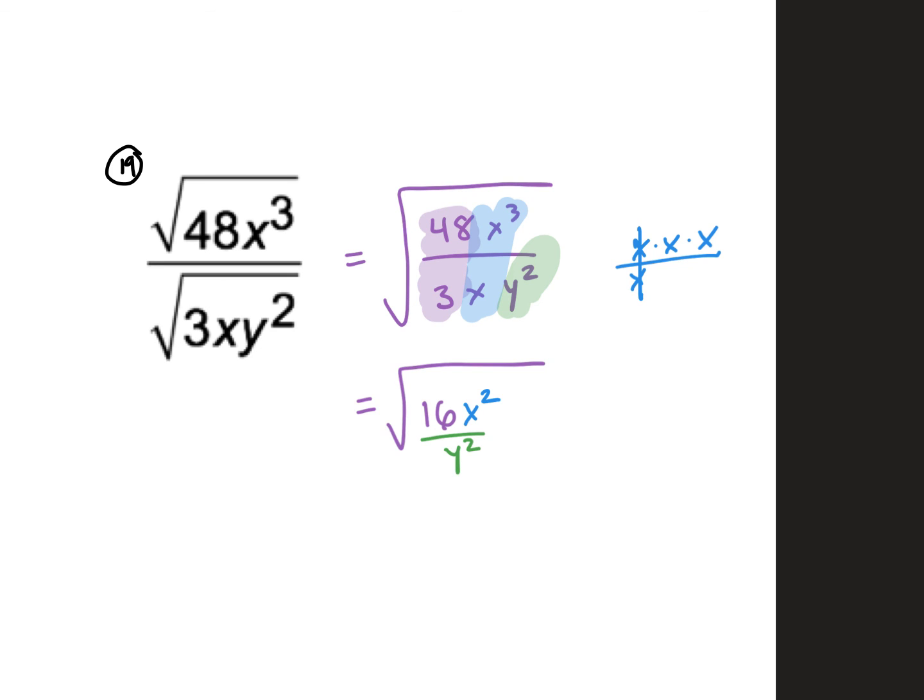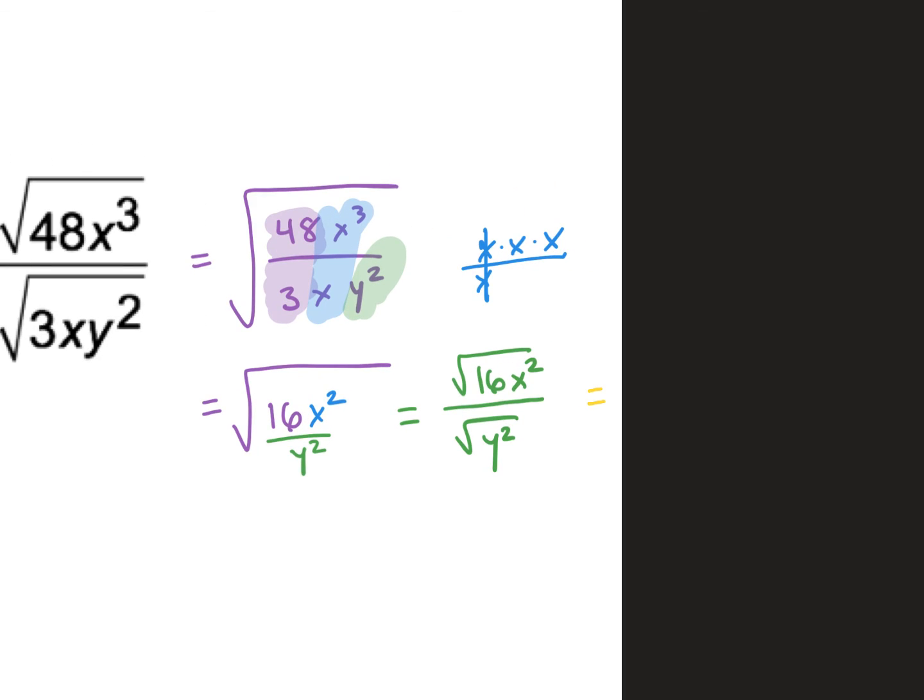Does this look like we can break it down anymore? No. Are you sure? Oh, yeah. So when we want to break it down more, we split it back up into 2. So we have 16x squared, the square root of that on top, and the square root of y squared on the bottom. And we want to break it down from here.